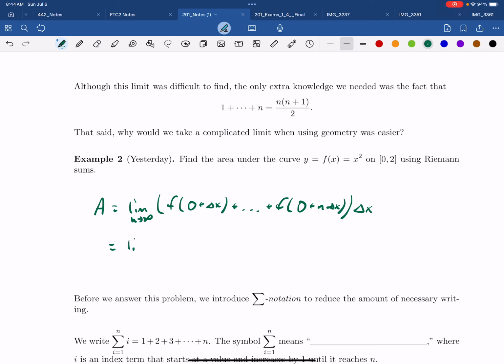which in this case, just to write it out a little bit more, would be limit as n approaches infinity of, I guess it would be 0 plus delta x quantity squared plus blah, blah, blah, plus 0 plus n delta x quantity squared, all times delta x. And delta x would actually just be 2 over n, right? I guess we know that much.